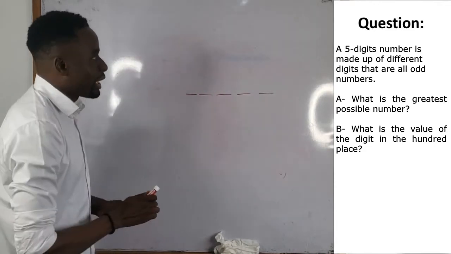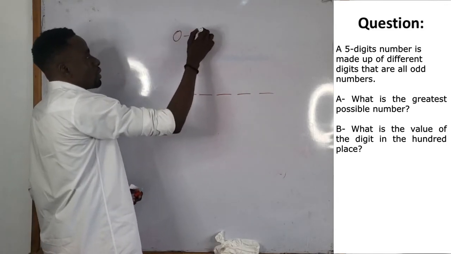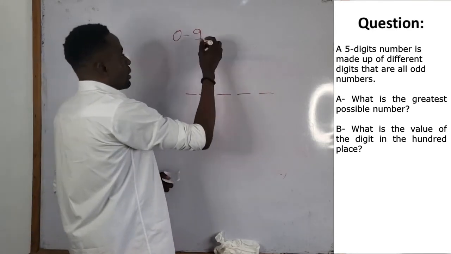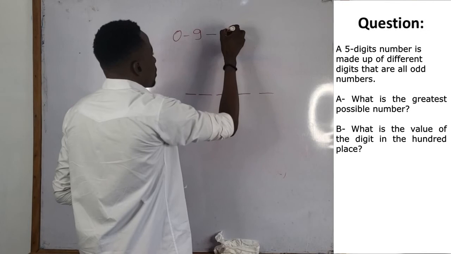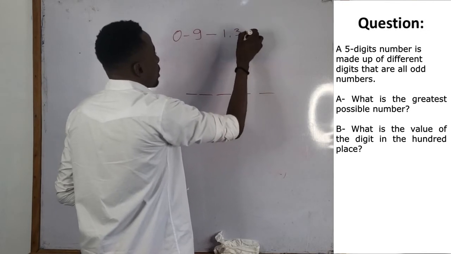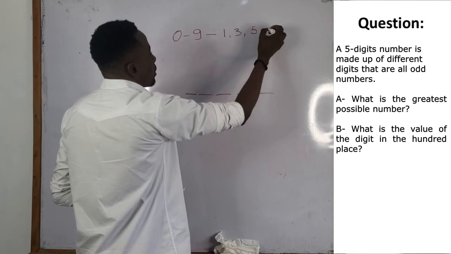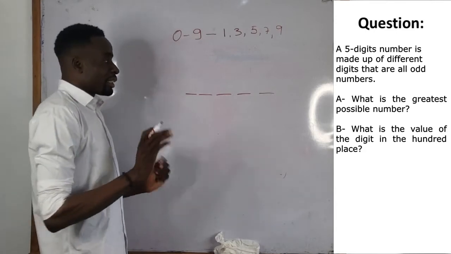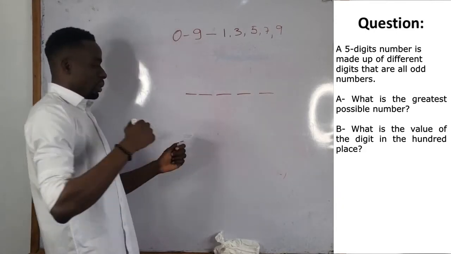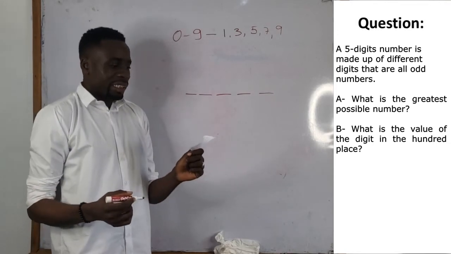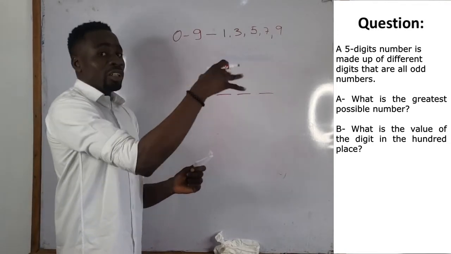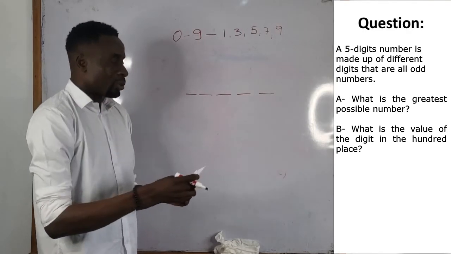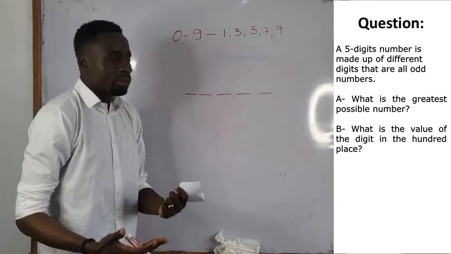So if I think critically and I know from 0 to 9, my odd numbers within this are 1, 3, 5, 7, and 9, right? So what I'm going to do now is simple. It's a 5-digit number, but the question goes further and says that it's a 5-digit number and they are all odd numbers. That's the second part of the question. Now, question A wants me to be able to show which possible greatest number could that be.